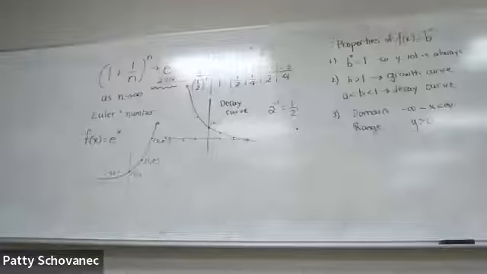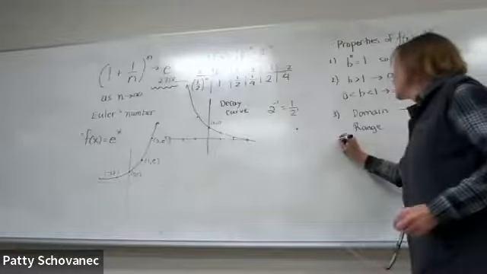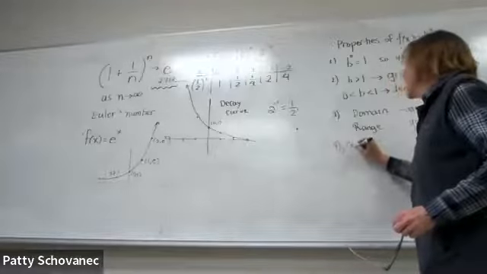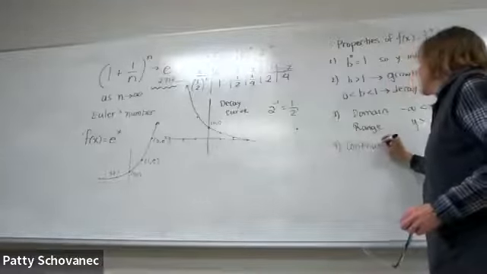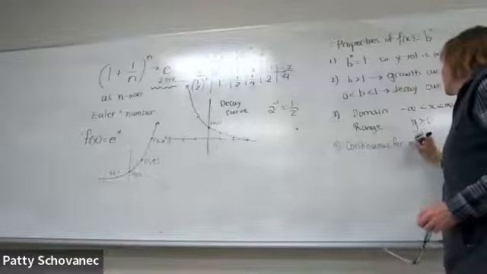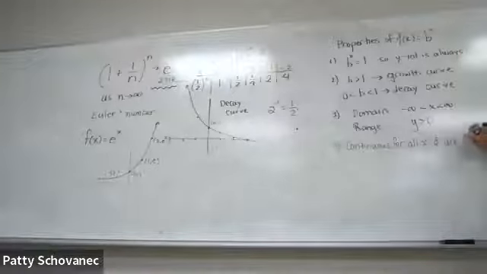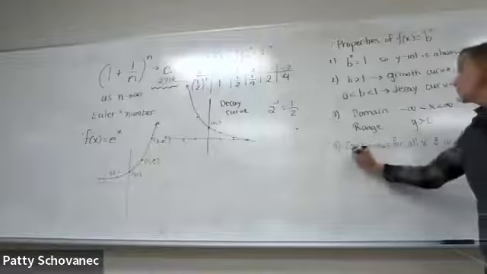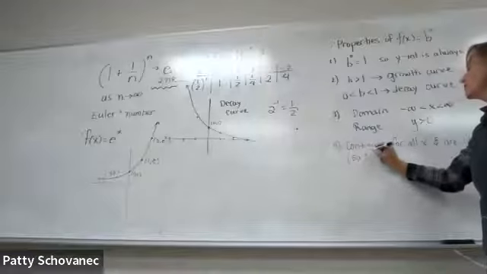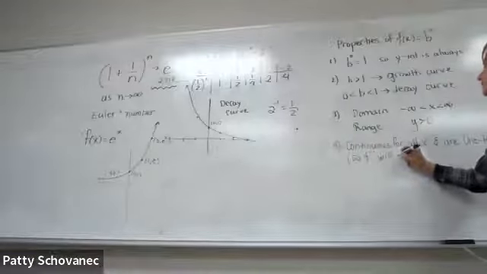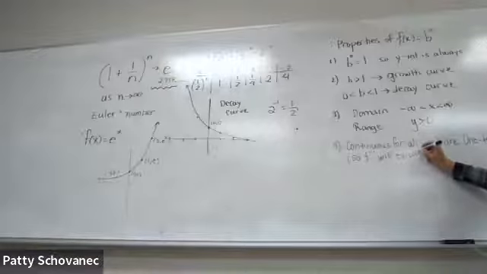They're continuous functions and they're one-to-one. So it's going to have an inverse. And we'll get to that. They're continuous for all x, and are one-to-one. So f inverse will exist.